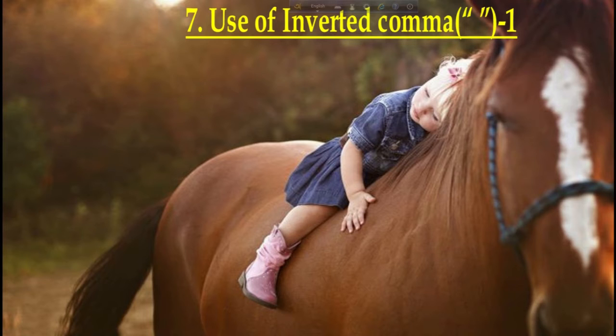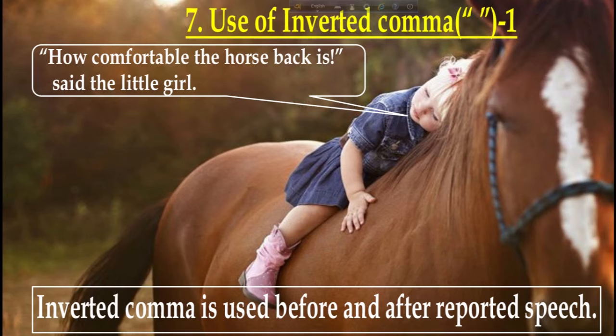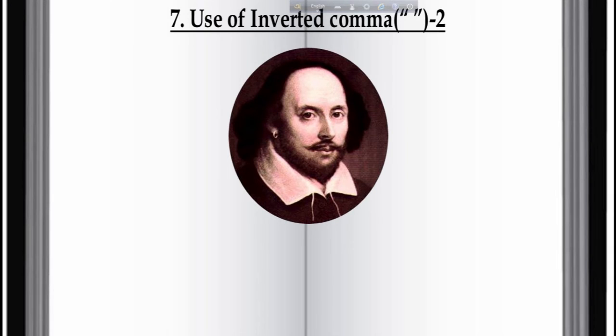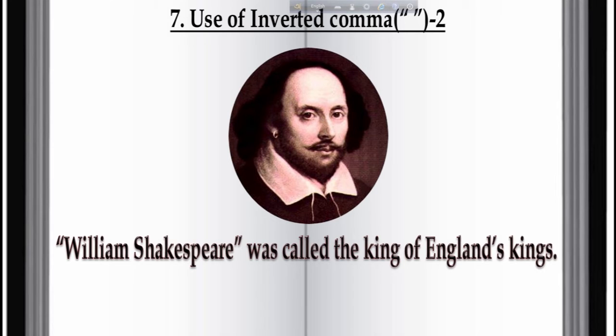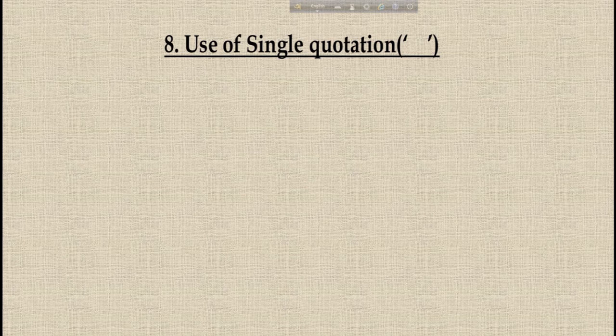Now inverted comma. "How comfortable the horseback is," said the little girl. Inverted comma is used before and after reported speech. Use of inverted comma 2. William Shakespeare was called the "King of England's kings." Inverted comma is used to quote a name.